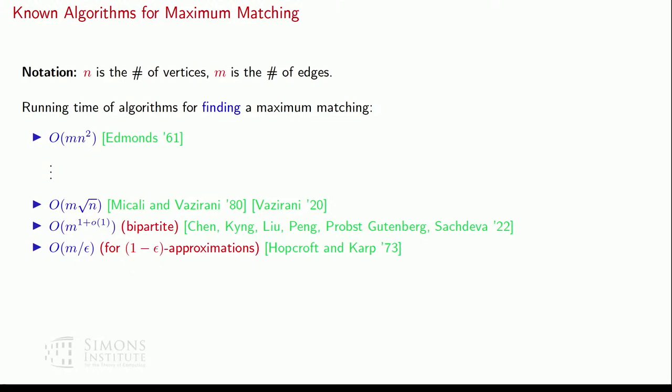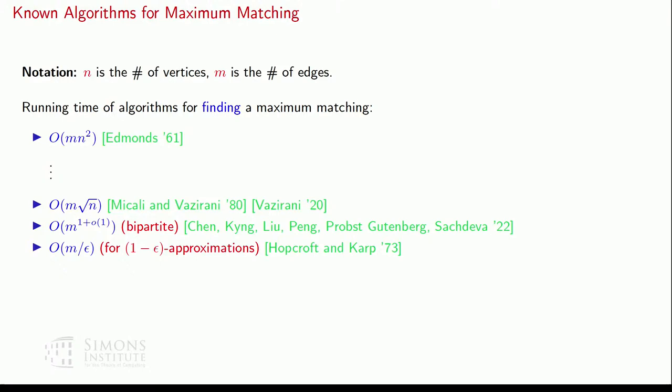Also I want to point out that if you relax maximum matching to a 1 minus epsilon approximate matching, which is a matching that's at least 1 minus epsilon times as large as the maximum matching, then there's a simple algorithm by Hopcroft and Karp from the 70s that obtains this matching in linear time, in m over epsilon time. That's not only for bipartite graphs. If you want approximation, it works for non-bipartite graphs as well.